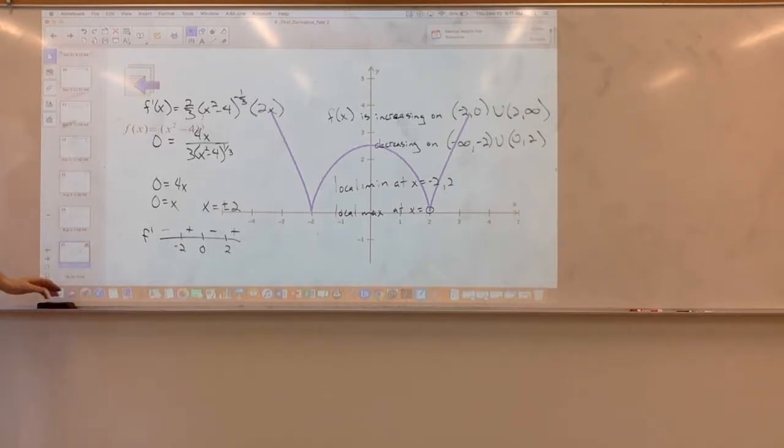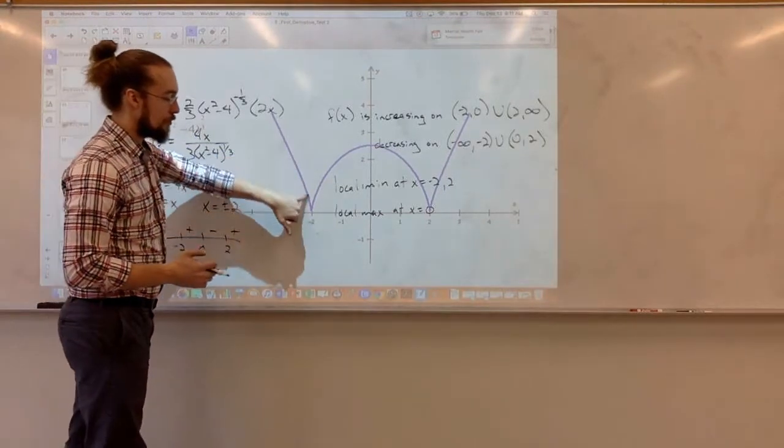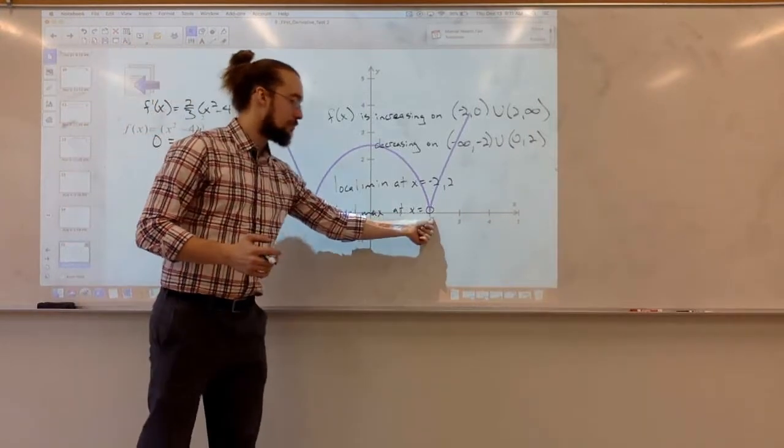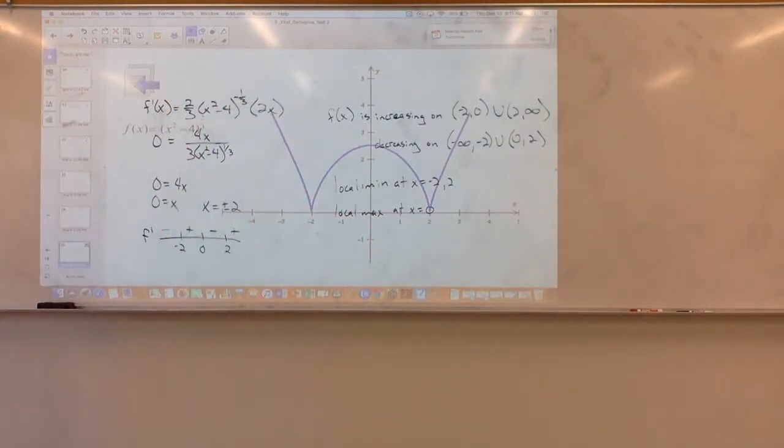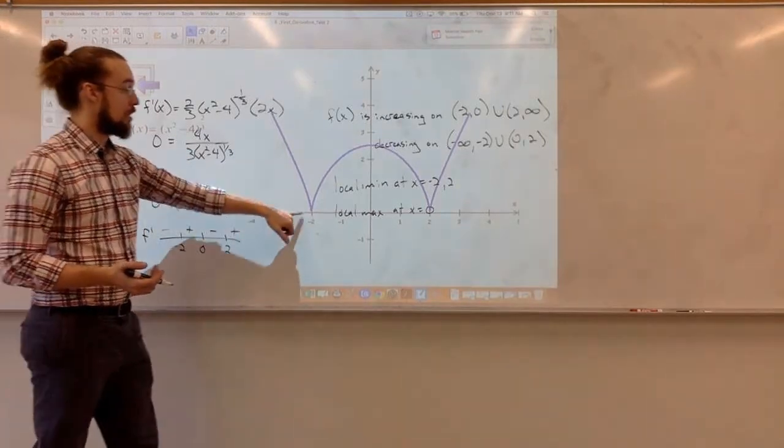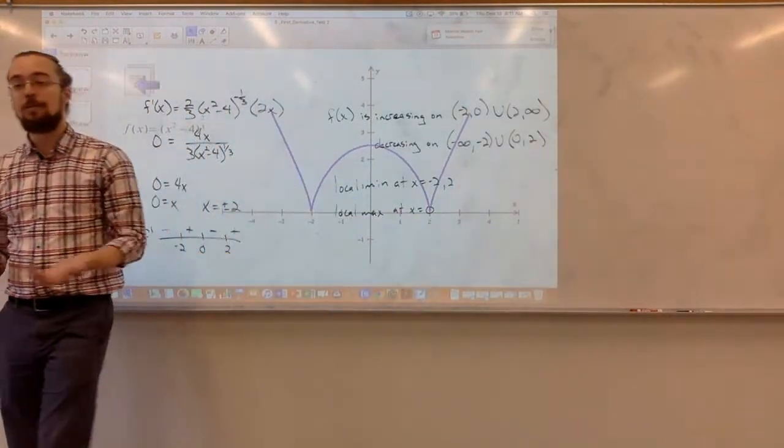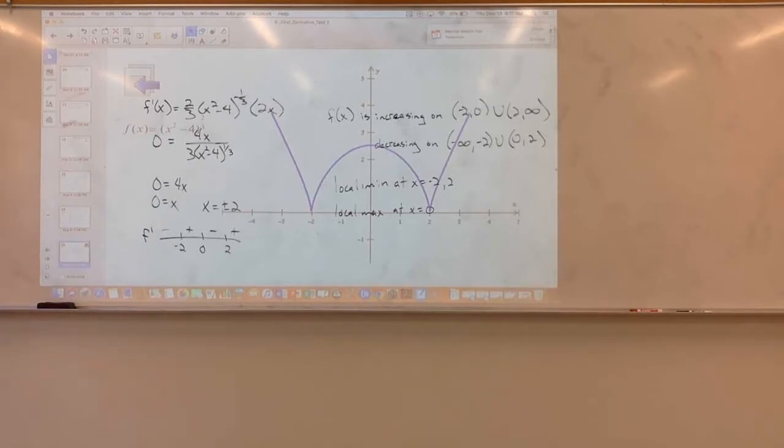Okay. So we actually found a lot of the same information between those two examples, even though our graphs look very, very different. And this kind of illustrates how important it is to make sure we include places where the derivative is undefined. That's also a common mistake, to forget to include those points, but those were important. We had local mins at both of those values.